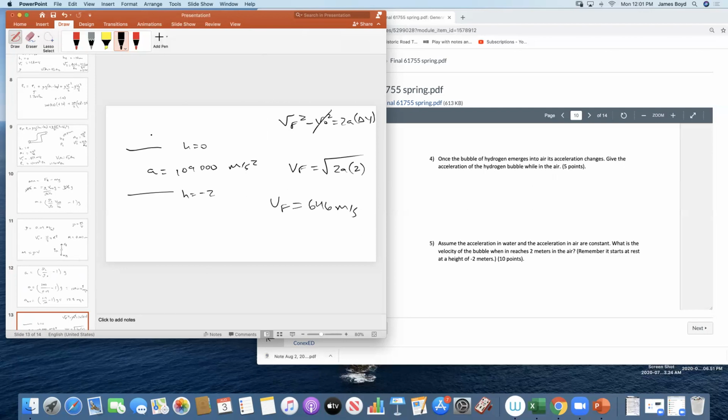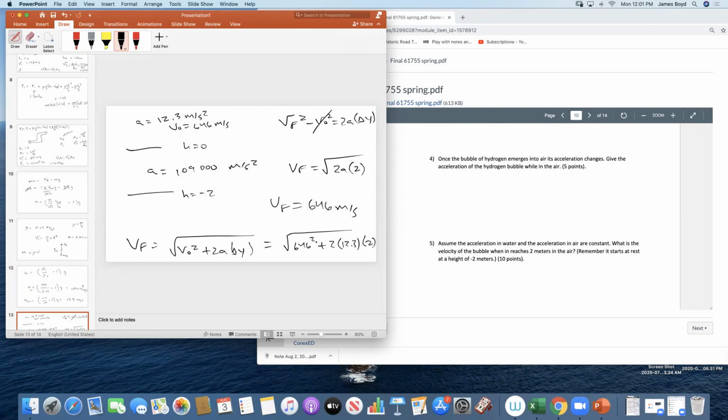Once it gets to the air interface, this was only 12.3 meters per second squared, and now our v initial is 646 meters per second. Plugging that in, v final is the square root of v initial squared plus 2a delta y, which ends up being 646 squared plus 2 times 12.3 times 2. And you can see that this is barely going to change its velocity.